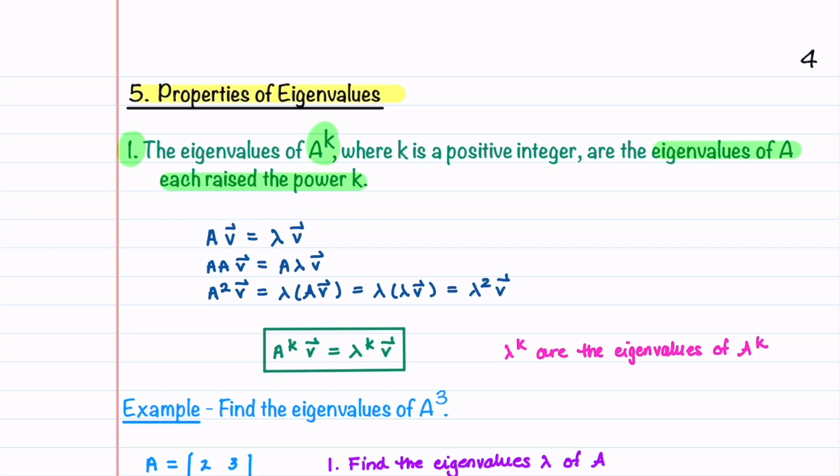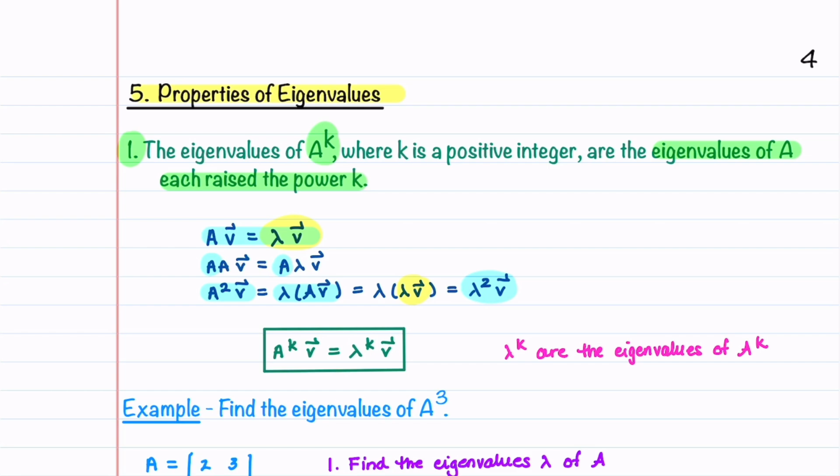Let's start with the definition of an eigenvalue and an eigenvector. A times v is equal to lambda v. To see what the eigenvalue of A squared is, we're going to multiply both sides of this equation by A. On the left, we get A squared times v, and on the right, we can rearrange things and pull out the lambda and write it as lambda times A times v, and then substitute in that A times v is equal to lambda v, and that then gives us that A squared times v is equal to lambda squared times v. The eigenvalues of A squared are just then lambda squared.